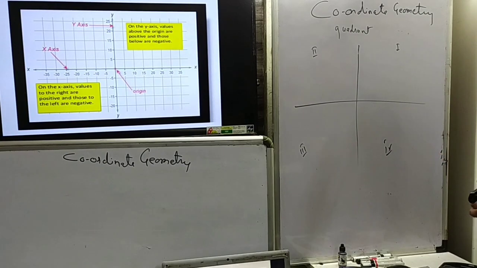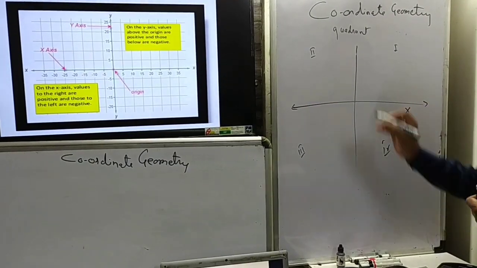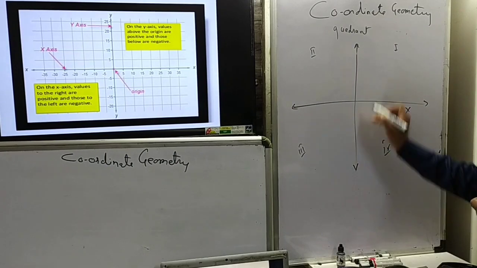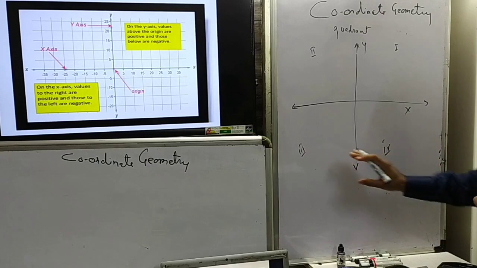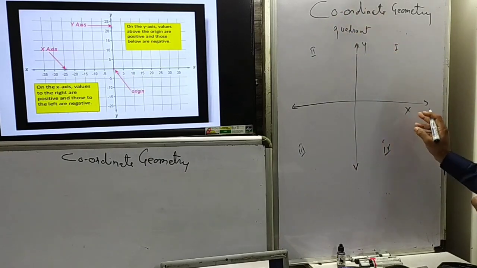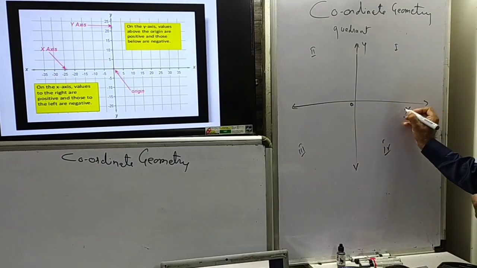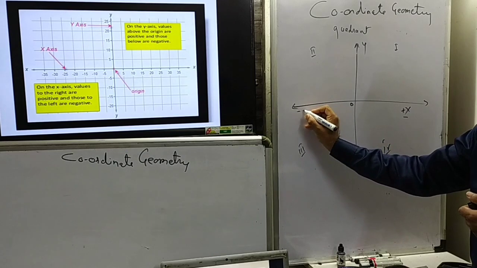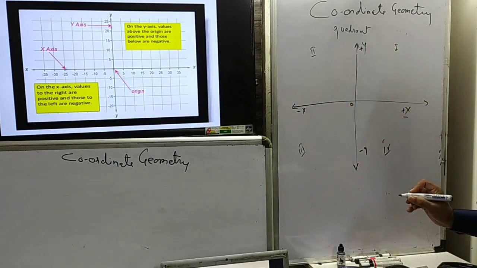If you want to locate a point somewhere, what we do is put a horizontal line, that is called the x-axis, and this vertical line, that is called the y-axis, and the plane is divided by these 2 axes into 4 parts. This is the x-axis, but it is positive. If this reference point is 0, then this is the positive x-axis, and this is the negative x-axis. This is positive y, and this is negative y.